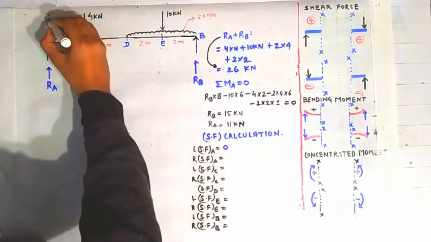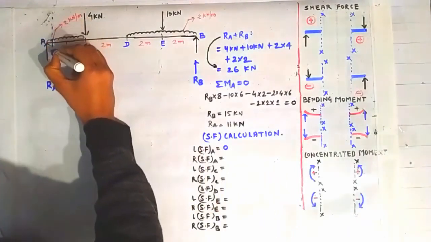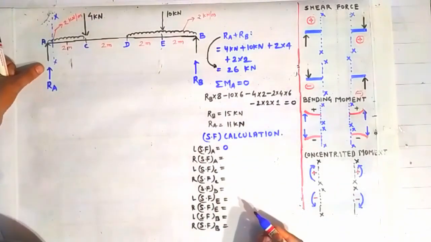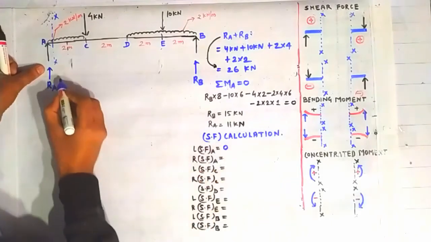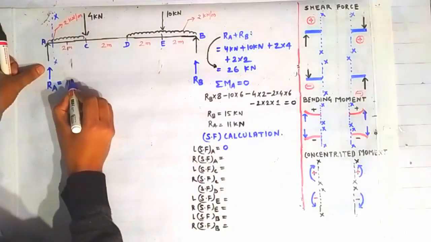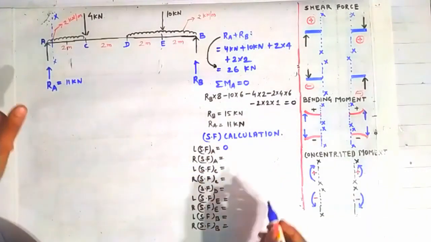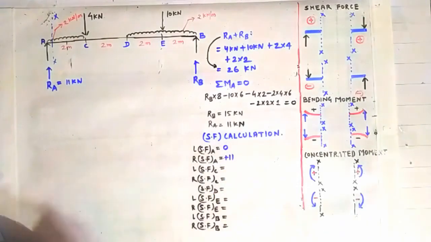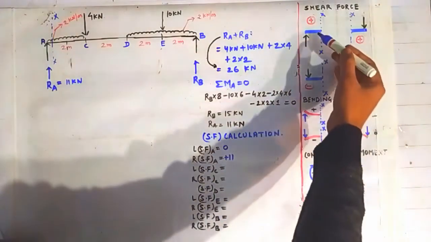So for that we have to construct a section here on the right side of the point A. Looking on the left side of this section, you can see that only this force is contributing toward the shear force, and RA is equal to 11 kilonewton going vertically upward. That's why it will contribute toward a shear force of 11 kilonewton, with plus sign using this sign convention.